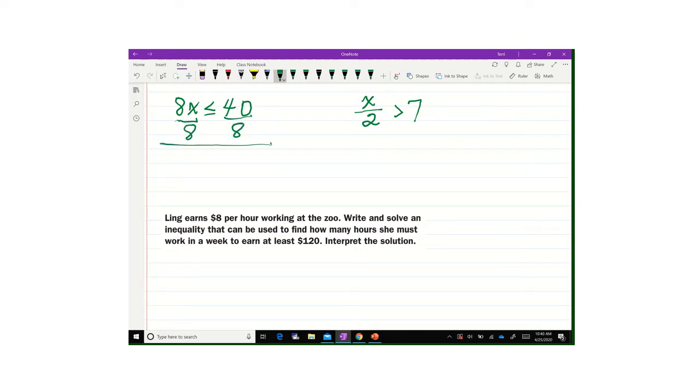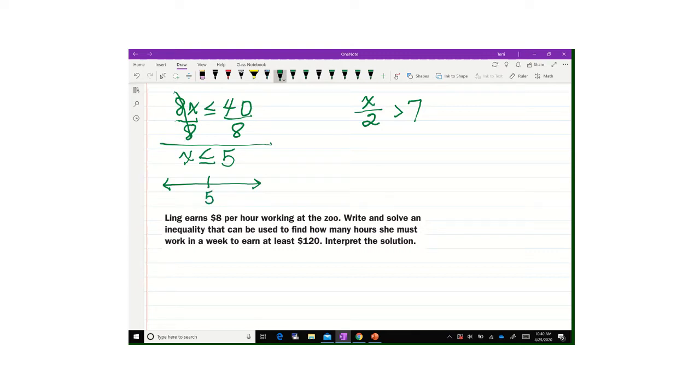When we do that, remember 8 divided by 8 is 1, so all we have left is 1x, which we will just call x, is less than or equal to, and then 40 divided by 8 is 5. So our solution says x is less than or equal to 5. We're going to go ahead and graph that on our number line like we did in the last lesson. We're going to start with our solution number 5.